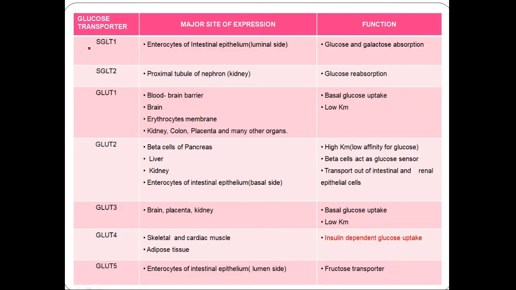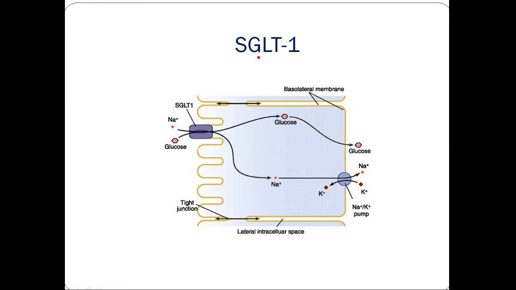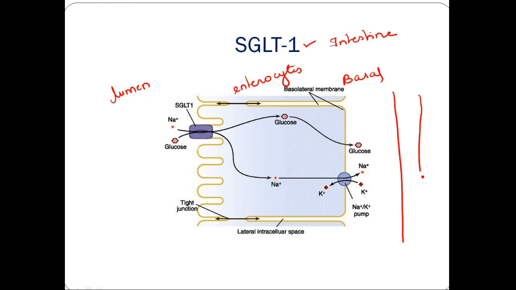First we will talk about SGLT1. SGLT1 is present in intestine towards the lumen side and it is involved in glucose and galactose absorption. We will see the diagram. This is a diagram of SGLT1. It is present in intestine towards the lumen side. This is the lumen of the intestine and these are the epithelial cells of intestine which are called enterocytes. This is the basal part of the intestine and here interstitial space is present and here blood capillaries are present.